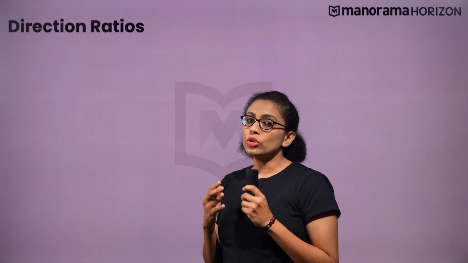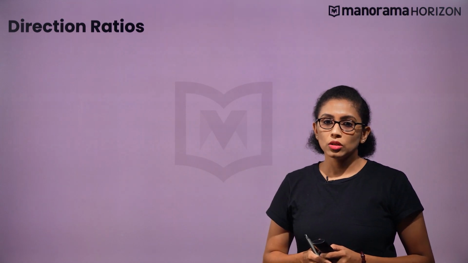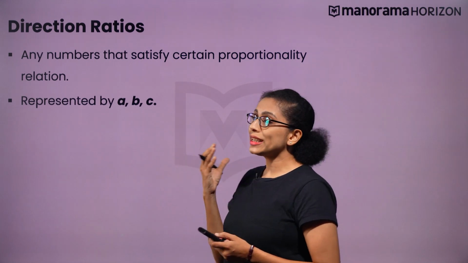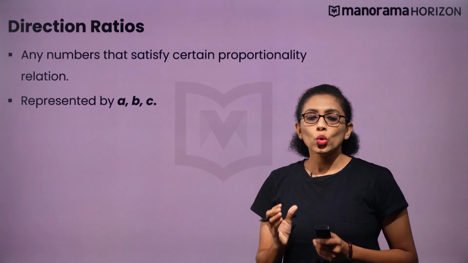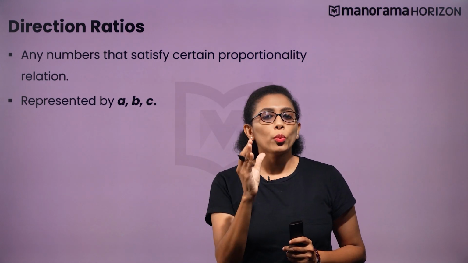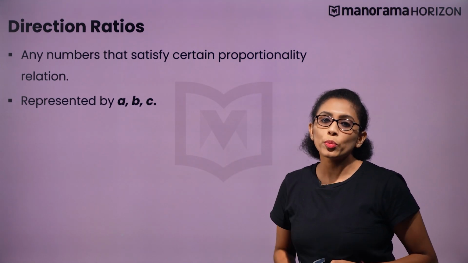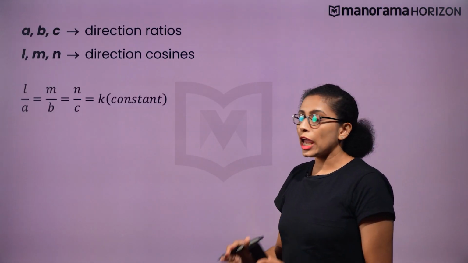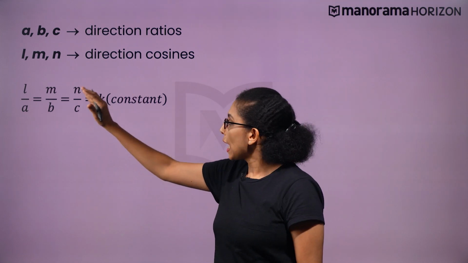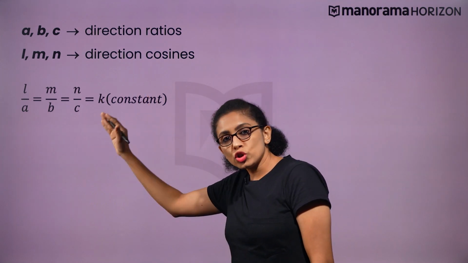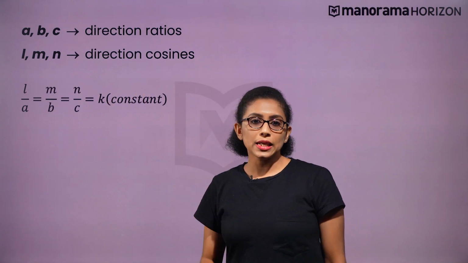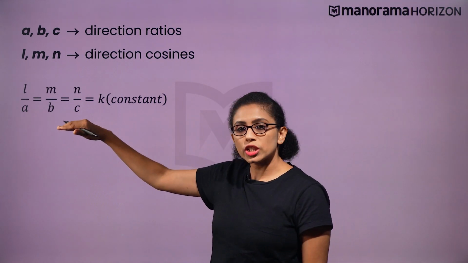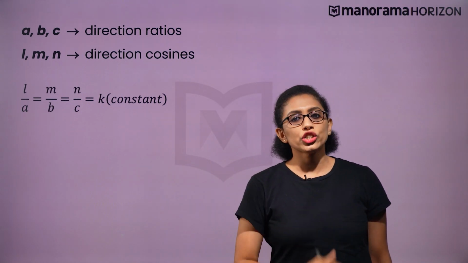Now we have to discuss direction ratios. What are they? These are any three numbers, denoted as A, B, C, which satisfy a certain proportionality relation. And what is that proportionality relation? L by A should be the same as M by B. It also should be the same as N by C. So any numbers which satisfy this relation qualify to be direction ratios.